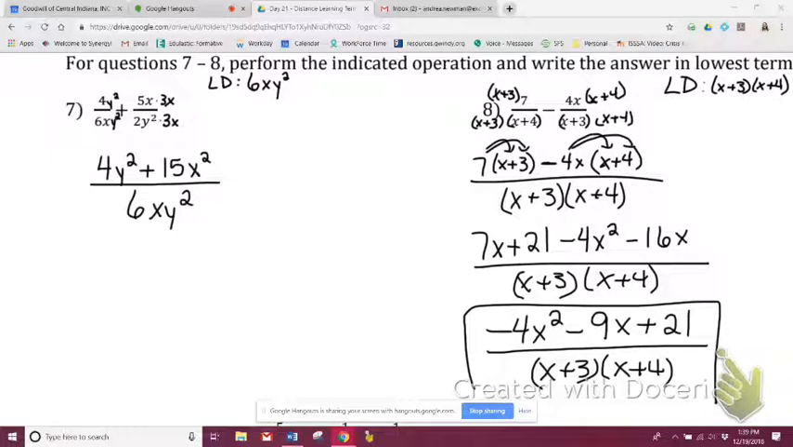I'm saying, like the top. This right here? Yeah. I brought this term down. I combined the 7x and the negative 16x, because they're like terms, to get this negative 9, and I brought down the 21. Alright.